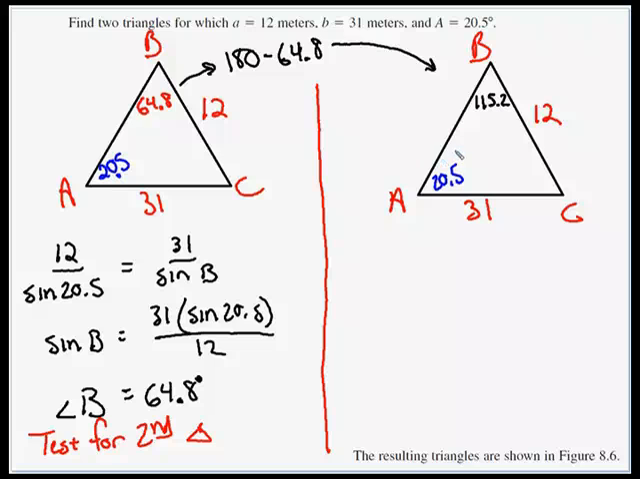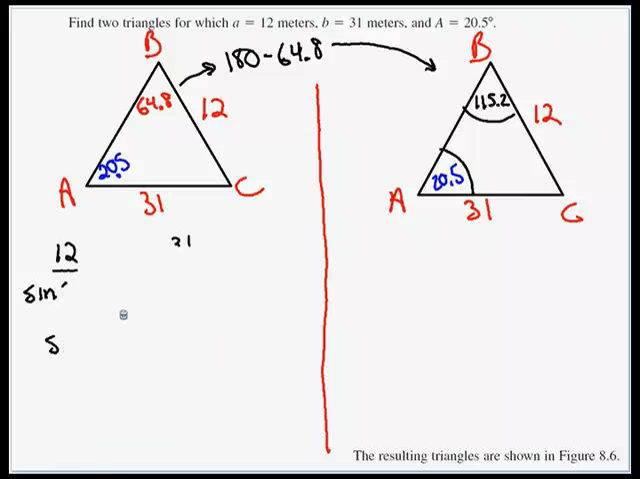Now we need to ask ourselves, is it possible to have a triangle with a 20.5 degree angle and a 115.2 degree angle? Absolutely. So there are some degrees left for angle C here. Of course, we're going to have a different angle C here. So there are two solutions. So I'm going to come back to the left. I'm going to finish the triangle on the left first. I'm going to find angle C and side C. And then I'm going to pop over to the right triangle, and I'm going to find a different angle C. And of course, that's going to change side C. But we do have two solutions.